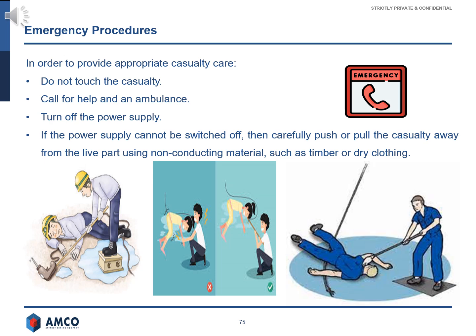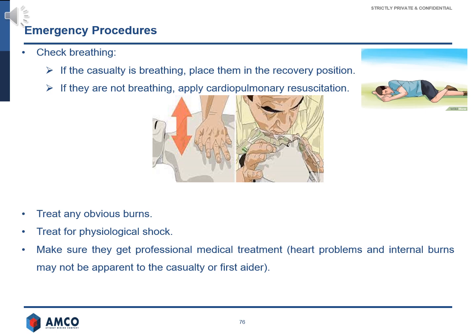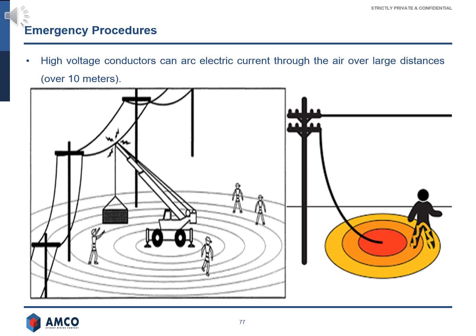Call for help and an ambulance. Turn off the power supply. If the power supply cannot be switched off, then carefully push or pull the casualty away from the live part using non-conducting material, such as timber or dry clothing. Check breathing. If the casualty is breathing, place them in the recovery position. If they are not breathing, apply cardiopulmonary resuscitation. Treat any obvious burns. Treat for physiological shock. Make sure they get professional medical treatment. Heart problems and internal burns may not be apparent to the casualty or first aider. High-voltage conductors can arc electric current through the air over large distances, over 10 meters.